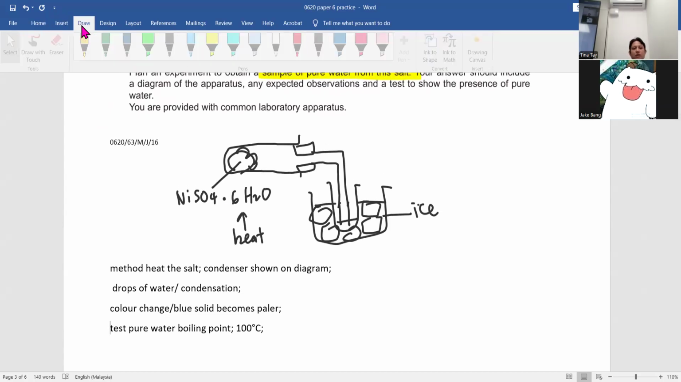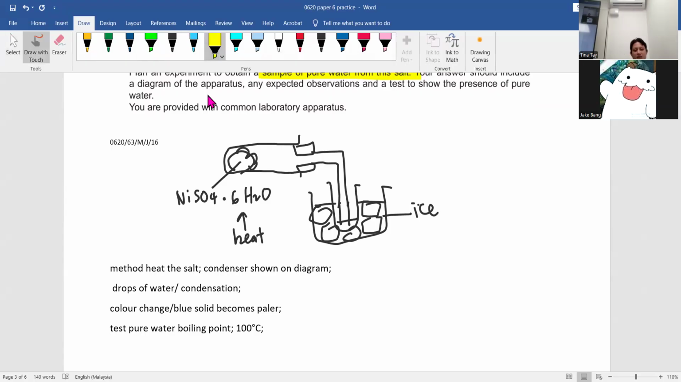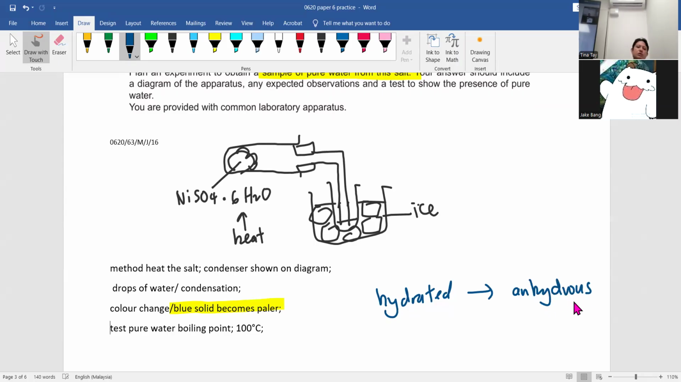Okay. Do you know why this one changes color? Blue solid becomes paler because it changes from hydrated salt to anhydrous. Usually it will change to a white powder. Okay? Do you get it?